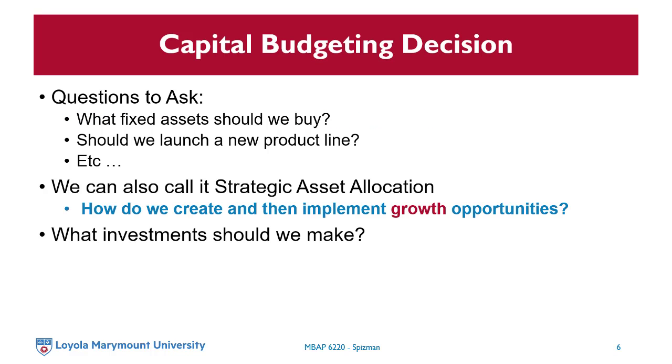So the capital budgeting decision, which we've been talking about in terms of cash flows and pro forma financial statements, really comes down to what fixed assets should we buy? Should we launch a new product line? Etc. What investment should we make? Another name for this is strategic asset allocation. The key for me is that we're trying to think about how we create and implement growth opportunities. And I really want to emphasize the word growth here. We are trying to grow the firm. So the bottom line is, what investment should we make?